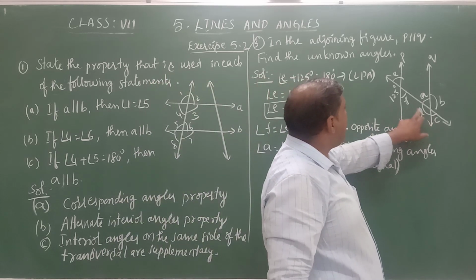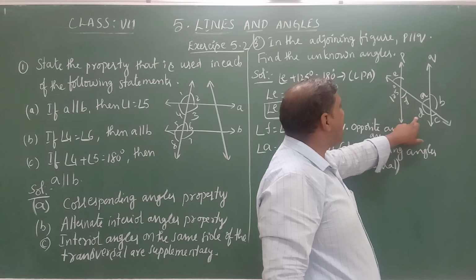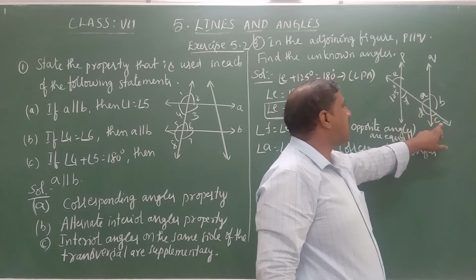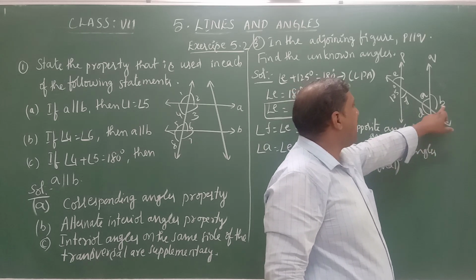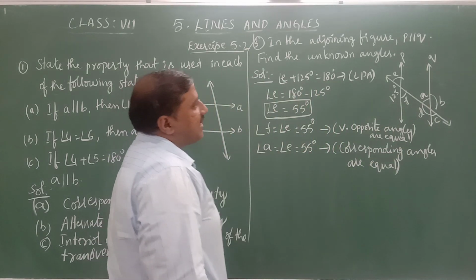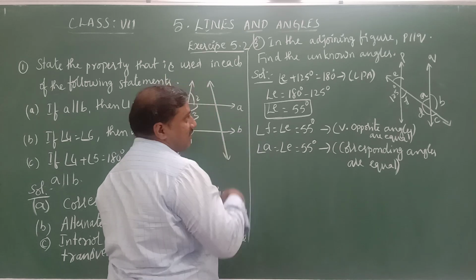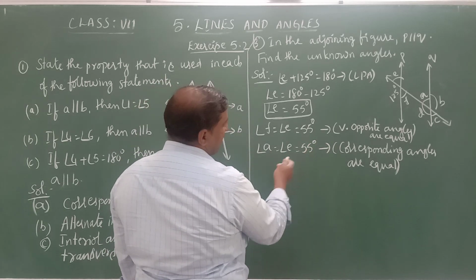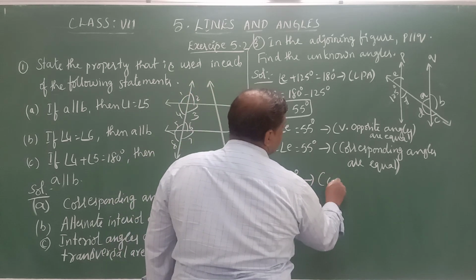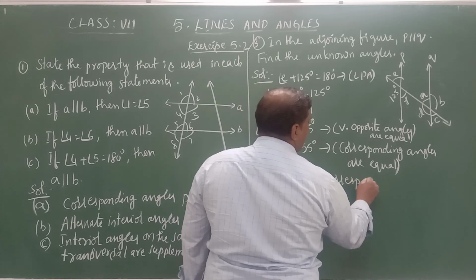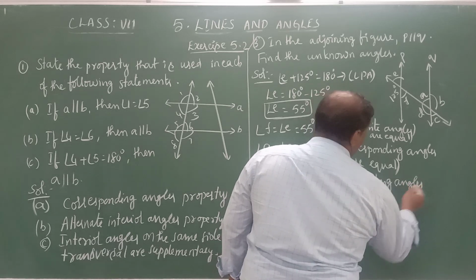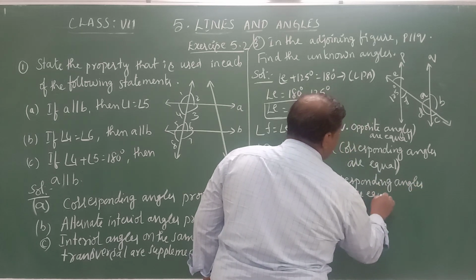Then what about D and 125 degrees? They are again corresponding angles. Now what about F and C? They are corresponding angles. And what about D and B? Both are vertically opposite angles. Now we see here D is equal to 125 degrees. That is, corresponding angles are equal. Like this you have to write the reason also. Corresponding angles are equal.